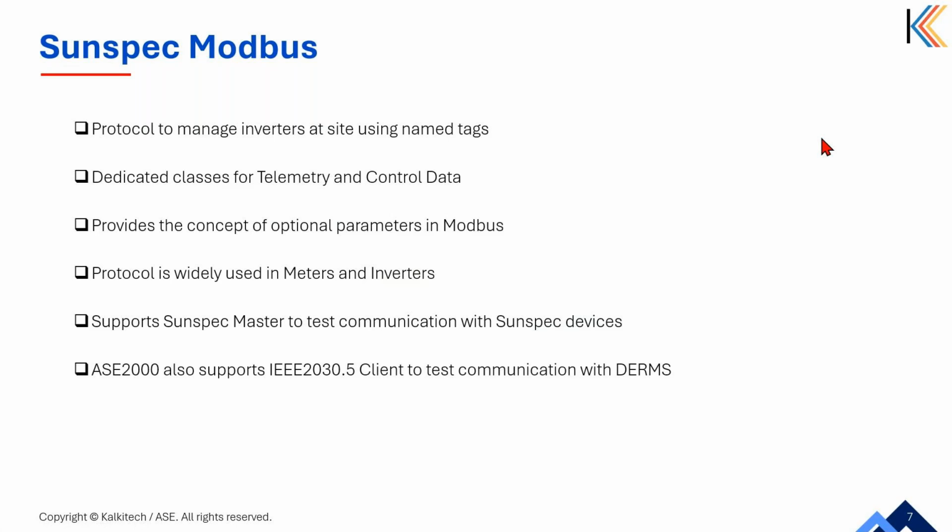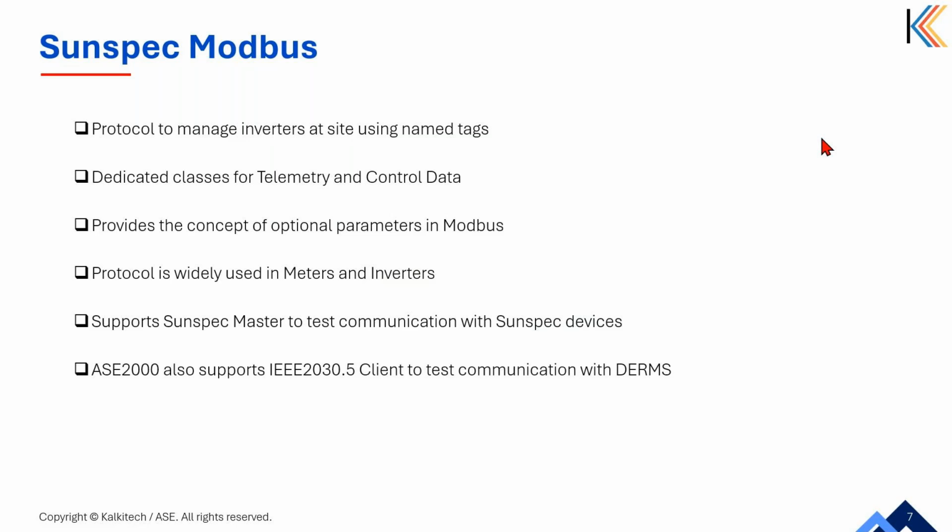SunSpec Modbus at a high level is a layer on top of the standard Modbus protocol. Most of you might be already familiar with the Modbus protocol. Modbus generally has registers, like holding registers and input registers, etc. There is no mechanism to identify a register with a name. So that is the limitation. And in DER, generally the data is categorized into different classes, and there is no way Modbus can support that.